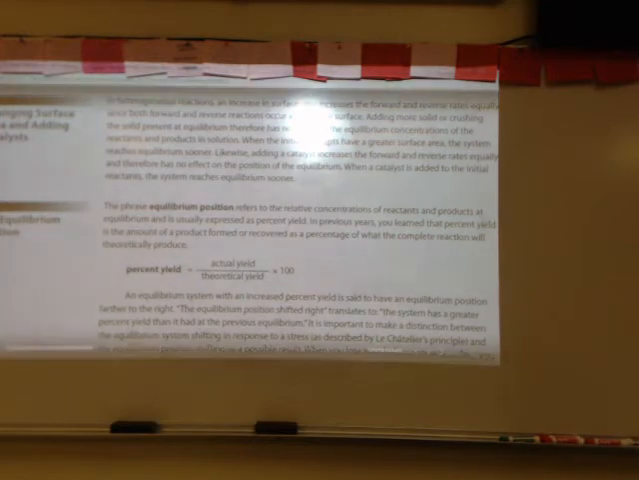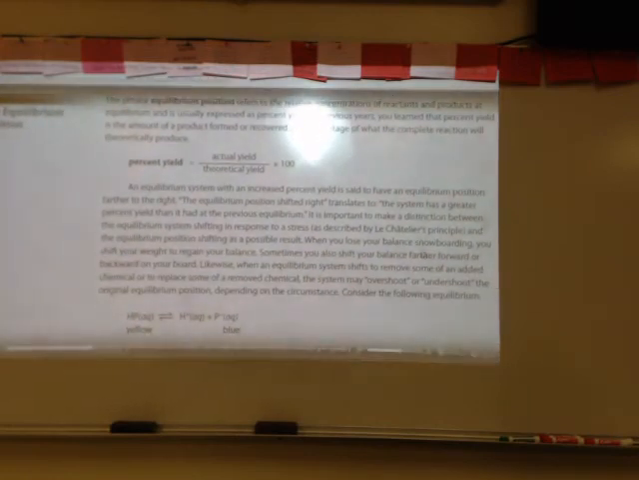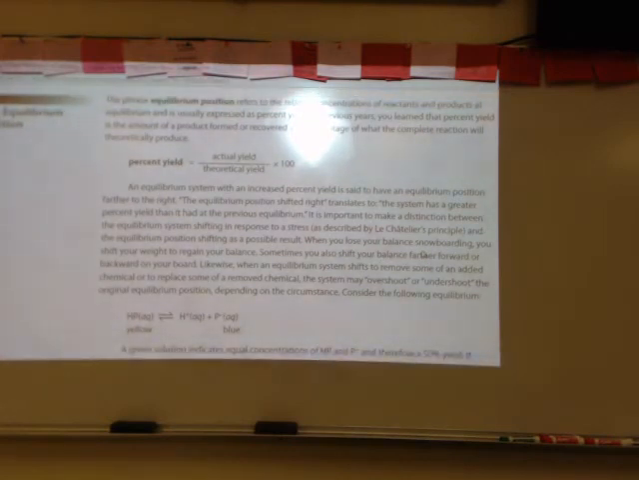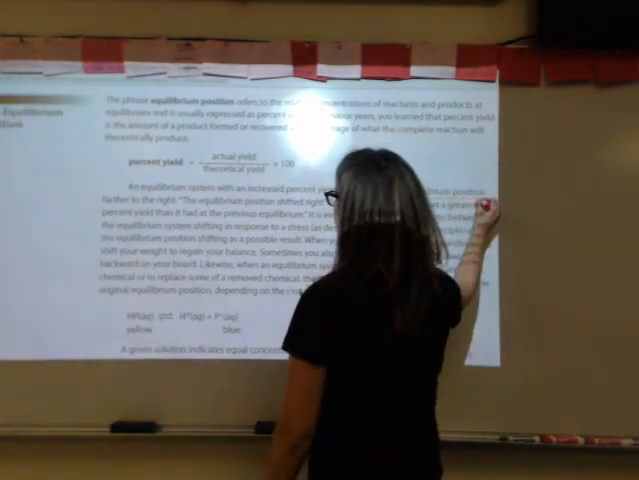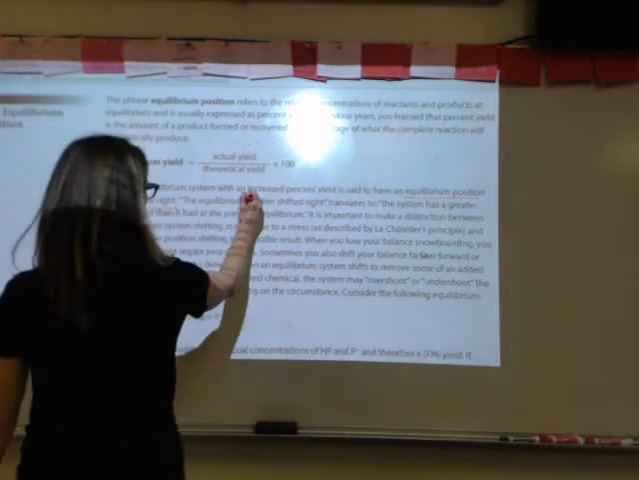Let's take a look at the equilibrium position. Equilibrium position is referring to the concentrations of reactants and products present at equilibrium. It is generally represented by percent yield. This is a different percent yield than you're used to thinking of. You're used to thinking of percent yield as actual over theoretical times 100. And an equilibrium system with an increased percent yield is said to have an equilibrium position that is farther to the right.